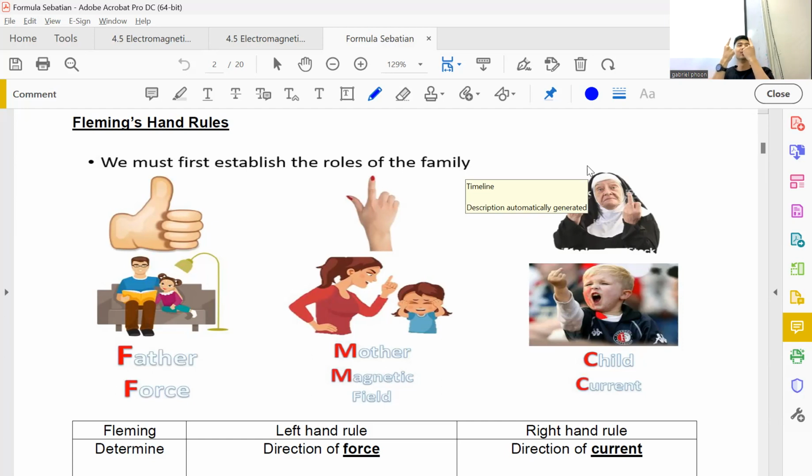And this represents your mother. Why your mother? Because I say, hey, clean up your room. Hey, Justin, do your homework. Hey, do this, do that. Your mom will always be the one to scold you.